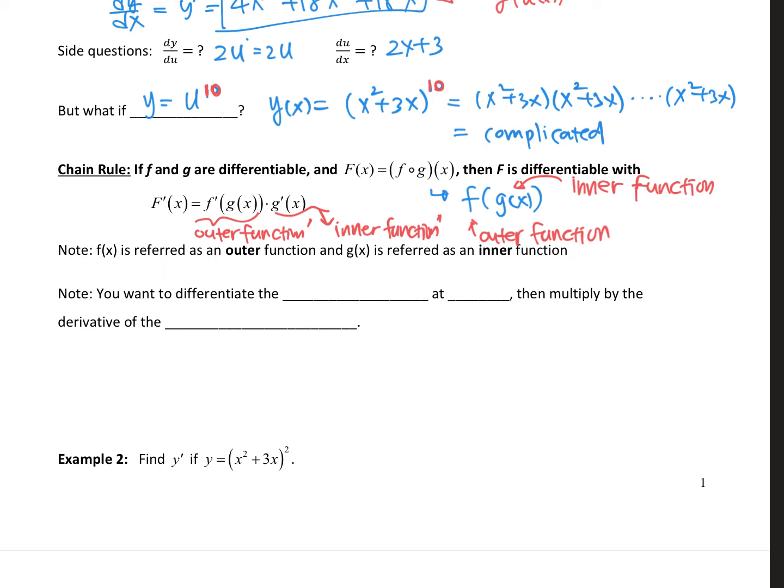That is the explanation I just talked about. So you want to differentiate the outer function, kind of repeating myself, at g of x, and then multiply by the derivative of the inner function.